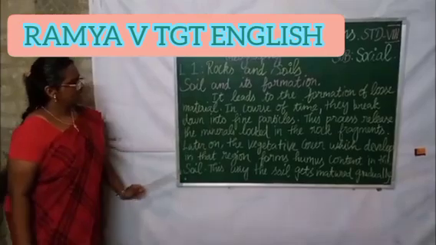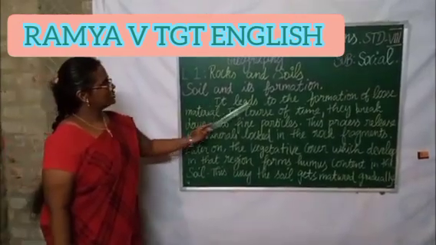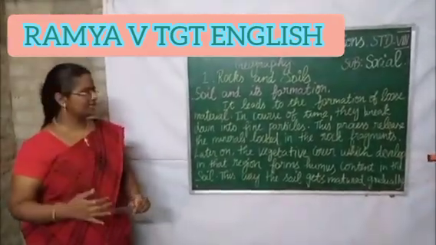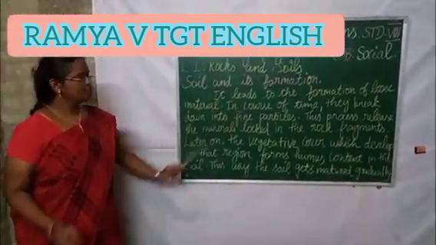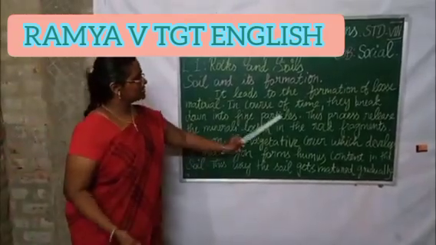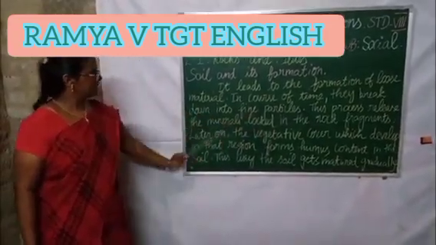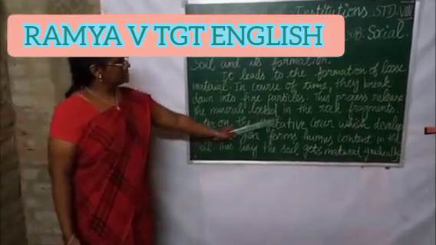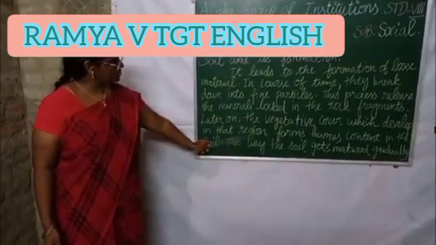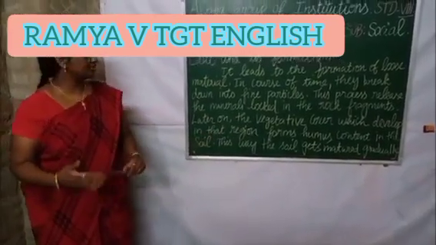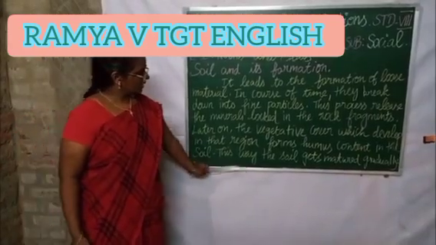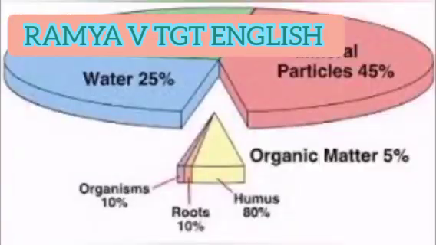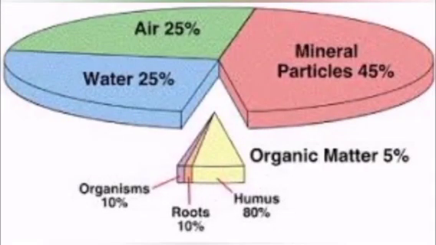Now, let me explain this paragraph. It leads to the formation of loose material. After that, in the course of time, they break down into fine particles. After that, this process releases the minerals locked in the soil fragments. Later on, the vegetative cover which develops in that region forms humus content in the soil. So this way, the soil gets matured gradually. Gradually means slowly.